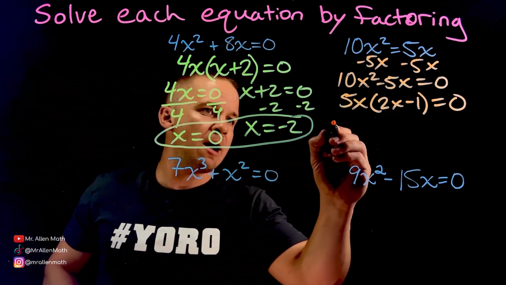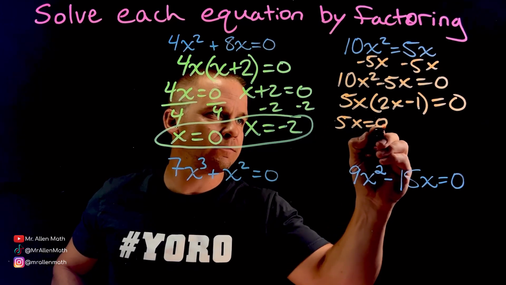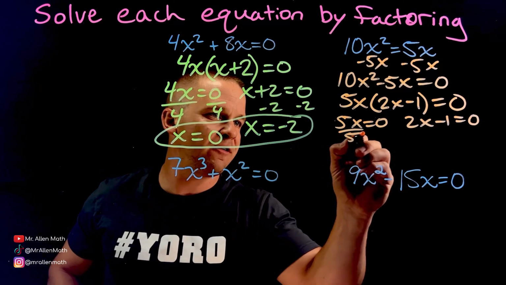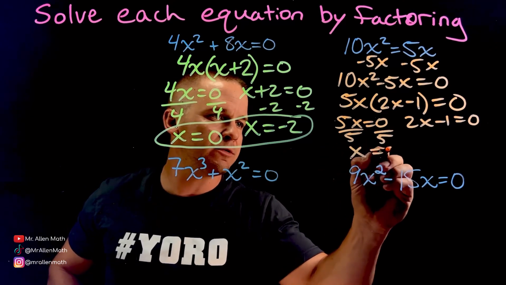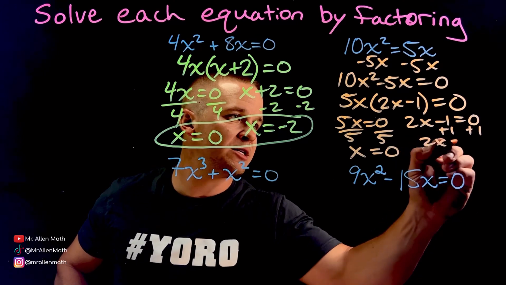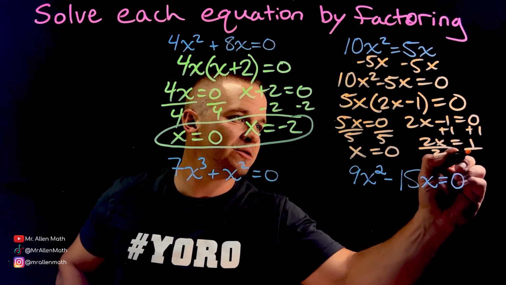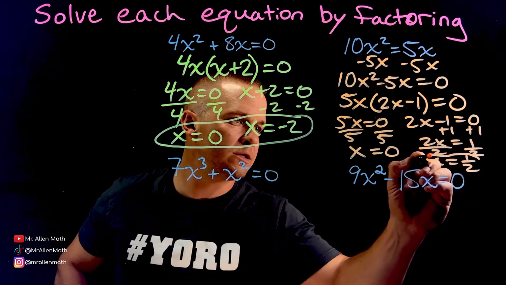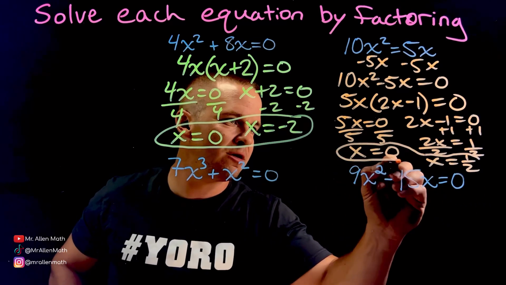Okay. Now I can do the same thing. 5x equals 0. 2x minus 1 equals 0. So divide by 5 here, just like we did before, and I get x equals 0. Over here, I'm going to have to add 1 on both sides. So I got 2x equals 1. Divide by 2, almost out of space. I get x equals 1/2. So there's one solution. There's my other solution.